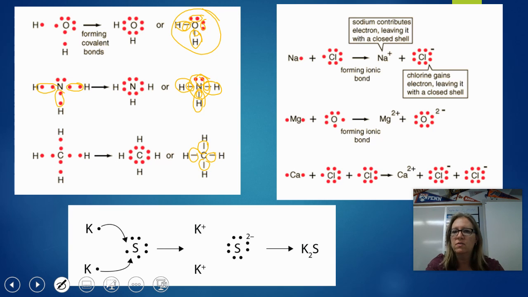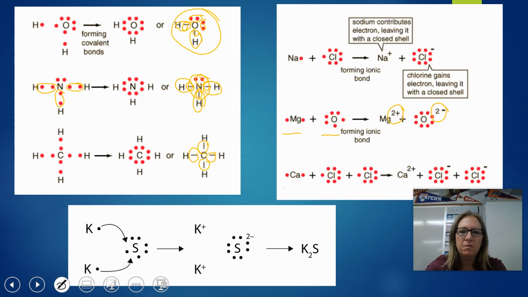The ionic bonds over on the other side, we already did the sodium chloride, but let's look at magnesium and oxygen, okay? Oxygen needs 2, magnesium has 2 it wants to get rid of. So magnesium is going to lose 2 electrons, making it a positive charge, a 2+ charge. Oxygen is going to gain 2 electrons, giving it a 2 negative charge. And we always put the positive and the negative after the number for the ions. I don't know why, they just do.